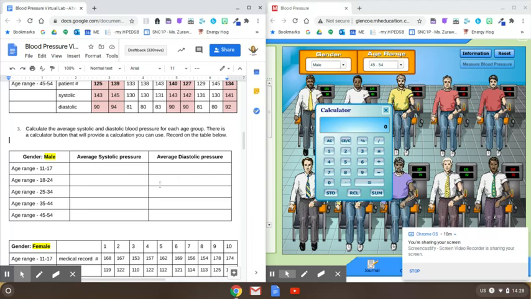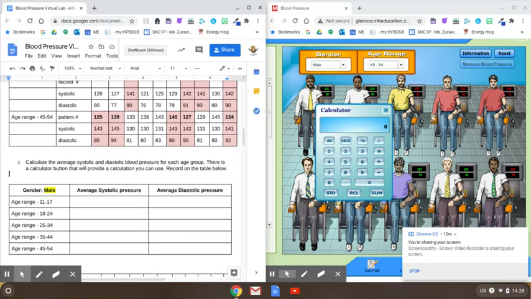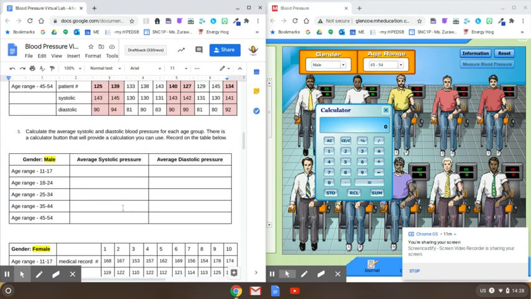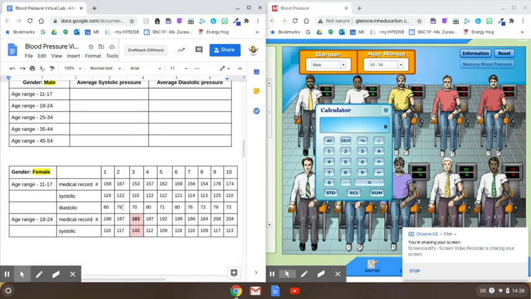So record all of your pressures. You're going to repeat this across for all the different age ranges. Make sure that you don't use the patient numbers. That might be a little mistake that people make. So make sure that you're doing the right thing.